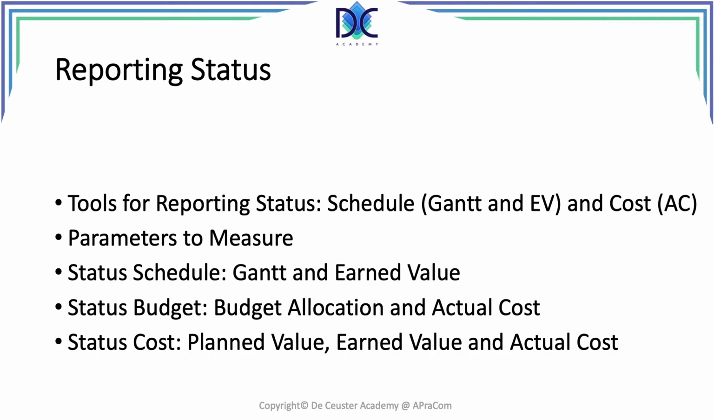We have to look into the parameters that we have to measure. How do we get these parameters? And then we can look at the schedule. What is the interpretation of the Gantt chart and how do we use the earned value? We have to look at the budget and how our money spending, actual cost, is related to our budget. And the final step is the cost status of the project, where we will compare the planned value with the earned value and the actual cost, because we will use those to try to estimate where our project will end.